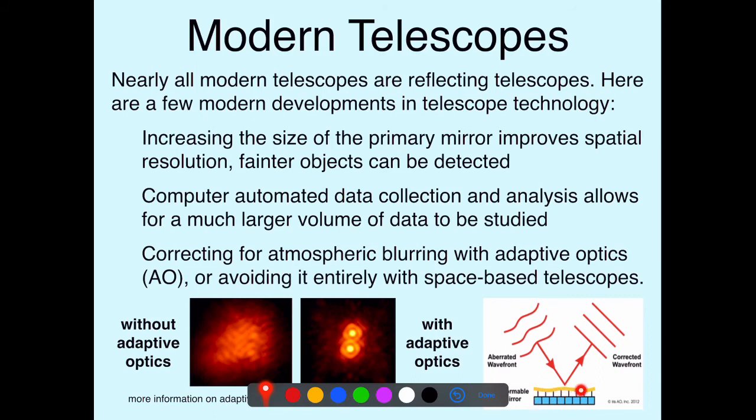Then it puts the mirror in the correct position. And then, of course, you get a corrected wavefront once the light reflects off that mirror. But that whole process happens 1,000 times every second. So every single second, there are 1,000 corrections being introduced to account for the blurring effect of the atmosphere.